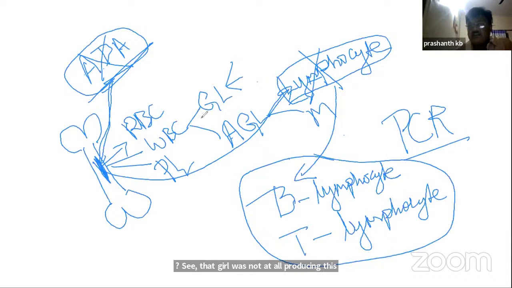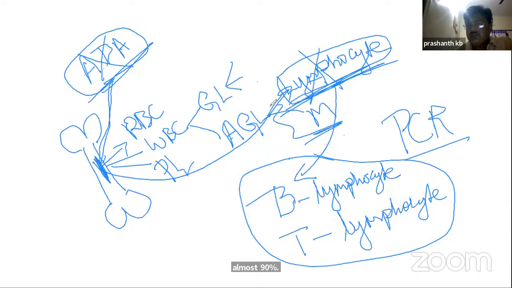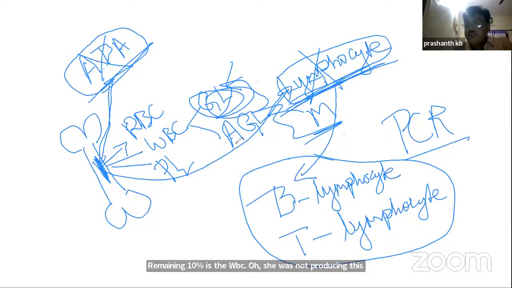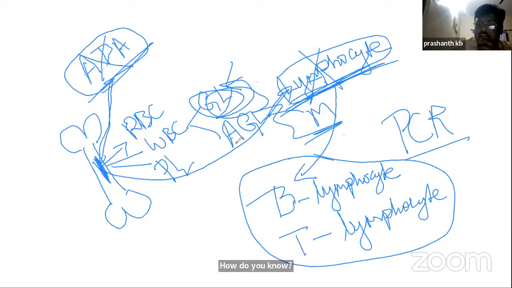Sir, why are the other WBC there? No, sir. Eosinophil, basophil, neutrophil, and monocyte. In our body, lymphocyte is almost 90%. Remaining 10% is other WBC. So she was not producing this one. That's why she was suffering from viral infection or any other infection. Now, how to correct this one? Adenosine deaminase replacement therapy or gene therapy of adenosine deaminase.